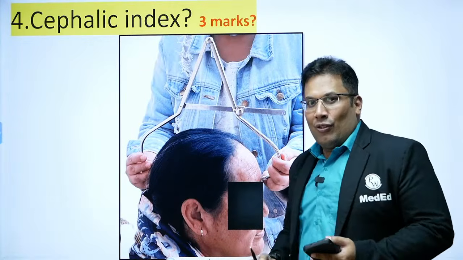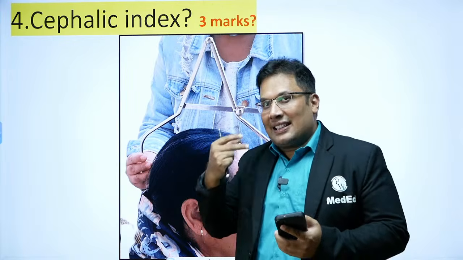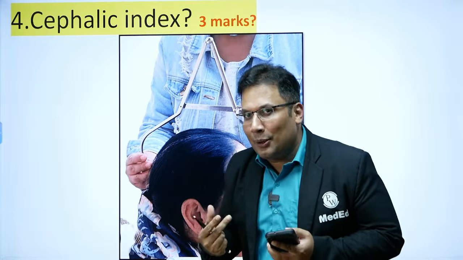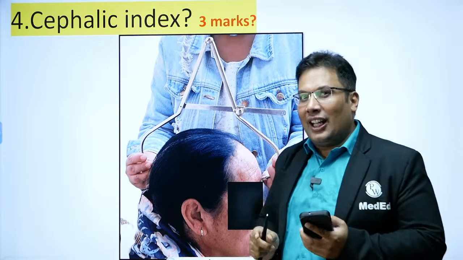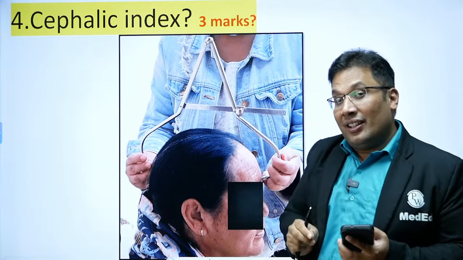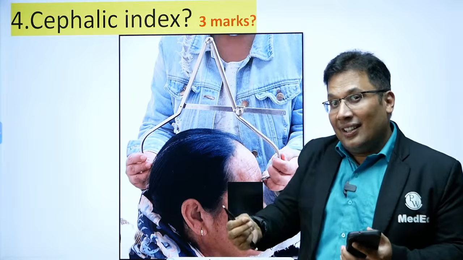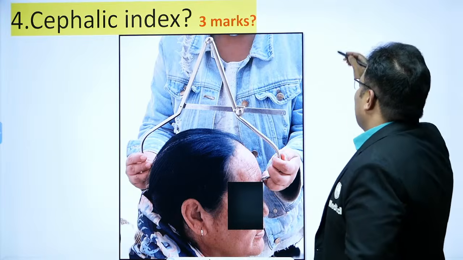The first topic was fingerprint, the second topic was lip print, and the third topic was the Gustafson method. Now the fourth topic, very commonly asked, is the cephalic index. So what is the cephalic index and what are the different types of cephalic indices? Very commonly asked. So the cephalic index is basically for race.